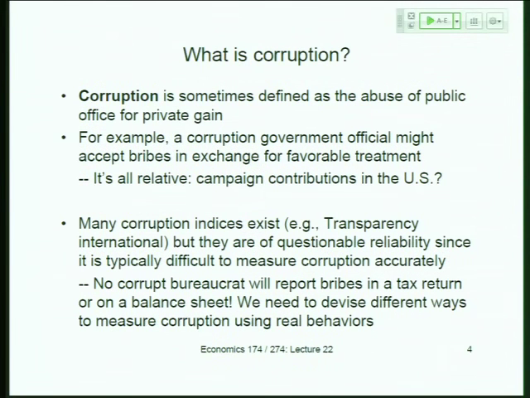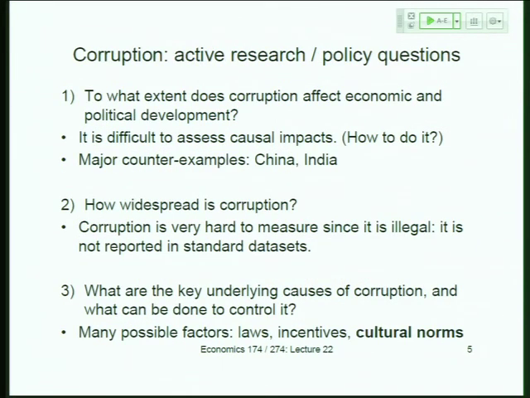And then we started talking about these main research questions again, just to very quickly review. What sort of effect might corruption have on economic and political development? How widespread is corruption? And what could be done to control it?